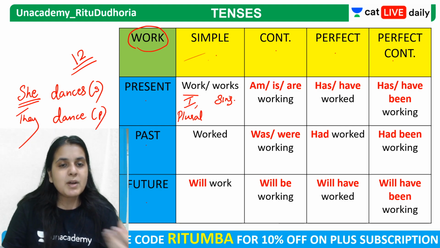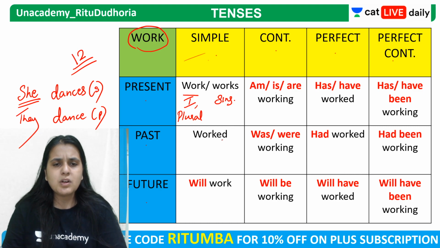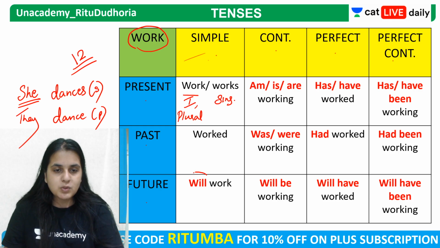Clear? Now, what is the past tense of work? Simple. What is the past tense of work? The past tense of work is worked. Future, it is going to happen. So what will we add?